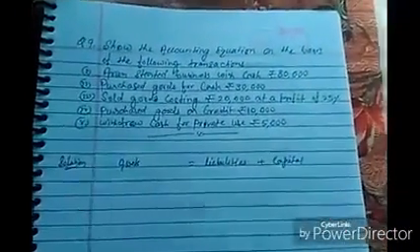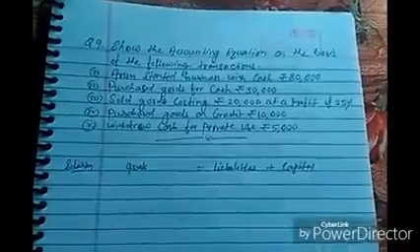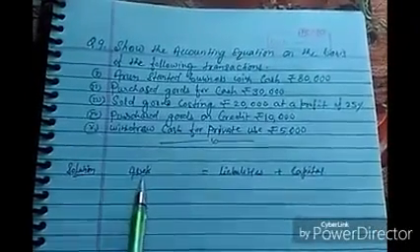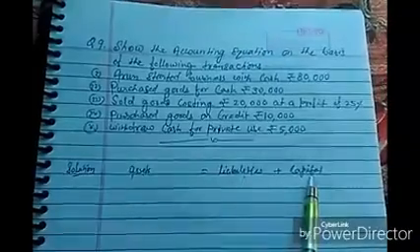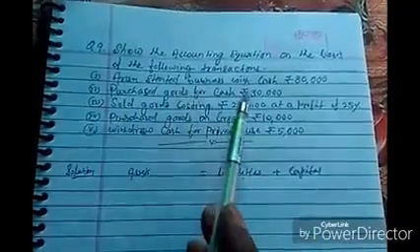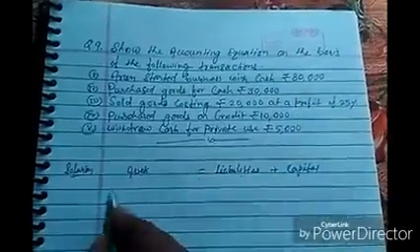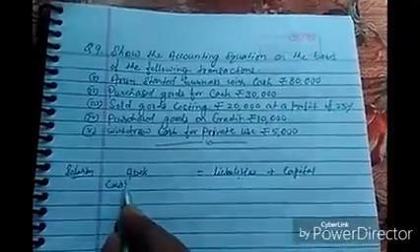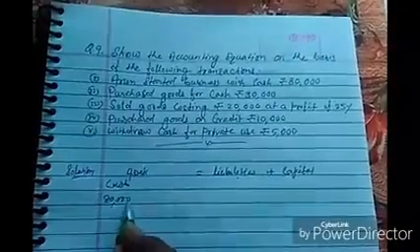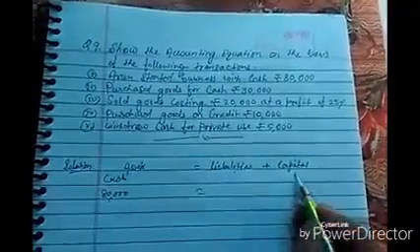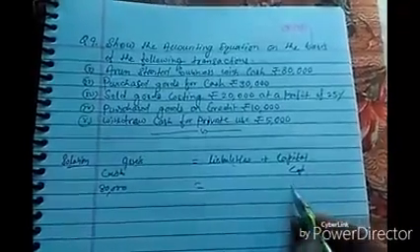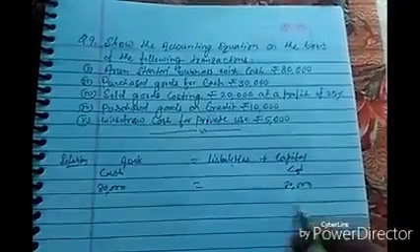Example 9. Show the accounting equation on the basis of the following transactions. So I write here the accounting equation: asset is equal to liability plus capital. See, Mr. Arun started business with cash rupees 80,000. So our cash will increase on the asset side. So 80,000 I write here. At the same time our capital, that means proprietor's capital, of 80,000 also increases.